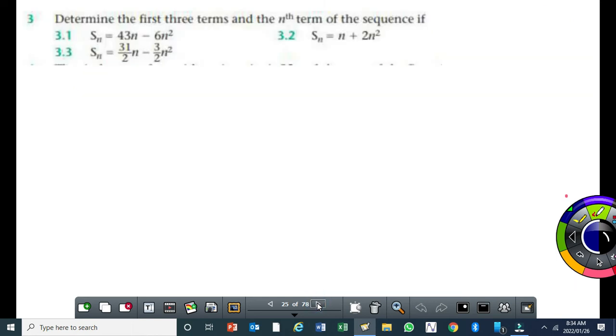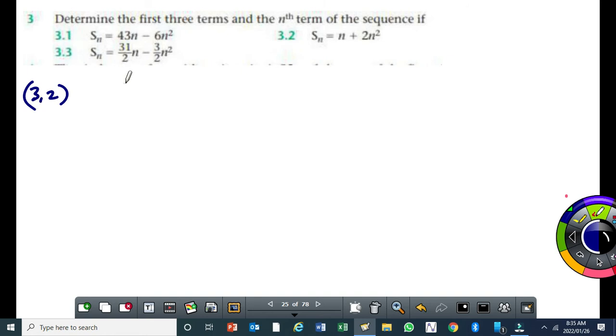Alright. So let's do 3.2. Right? I'm gonna follow the same procedure. Can we have one lesson, please? I'm going to follow the same procedure, right?